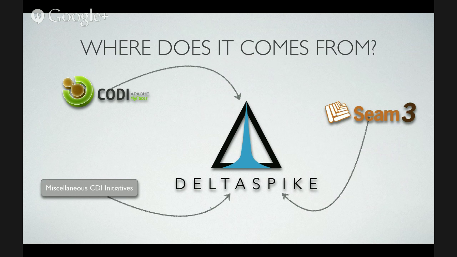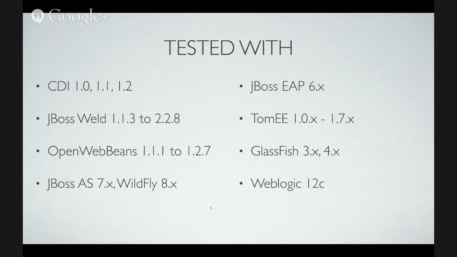So DeltaSpike has a great compatibility range. It's working on CDI 1, 1.1, 1.2, and a lot of different application servers. And of course, it's working on both CDI implementations, JBoss Weld or OpenWebBeans. So you can start working with DeltaSpike if your application server has CDI 1.1 or 1.2. There is no issue using DeltaSpike, and all the application servers listed here are tested with the project.